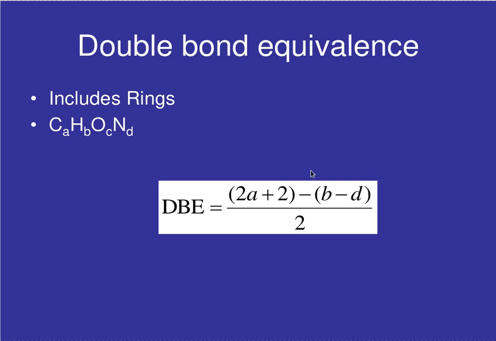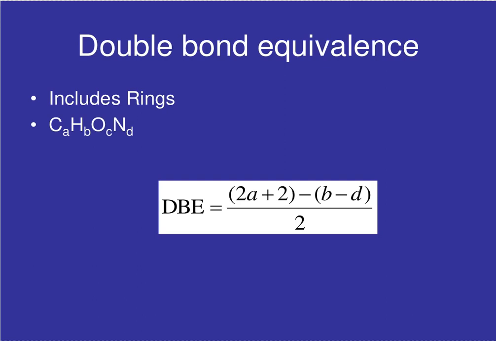Now, what this gives is a result. If you put in twice the number of carbons plus 2, minus the number of hydrogens, plus the number of nitrogens, and divide by 2, you find out how many double bonds there are in your molecule. Or rather, more accurately, you find out the number of double bonds or rings that you have in your compound.